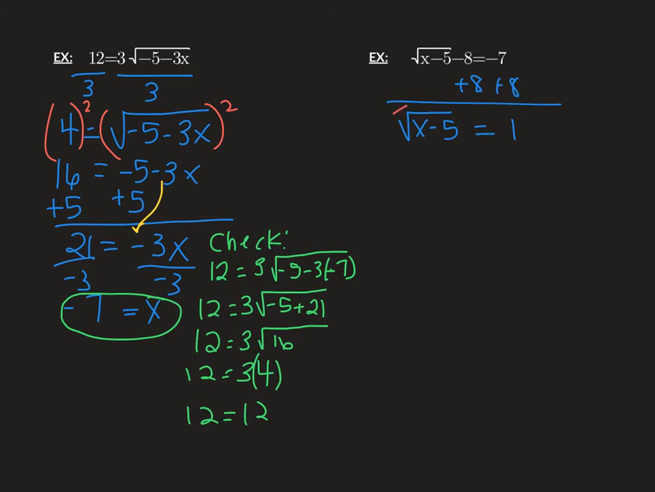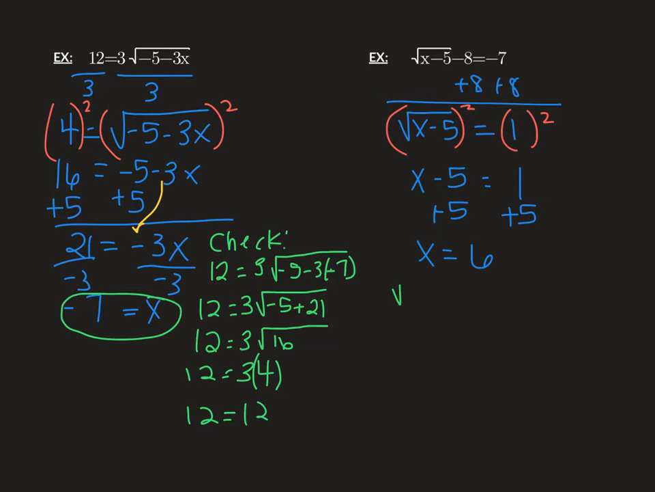Now I'm going to undo the radical. And so we get x minus 5, because it was the square root and we undid it with a square, equals 1. And then I'm going to add 5 to both sides to solve. So we get x equals 6. Okay. Let's check our work on this one.